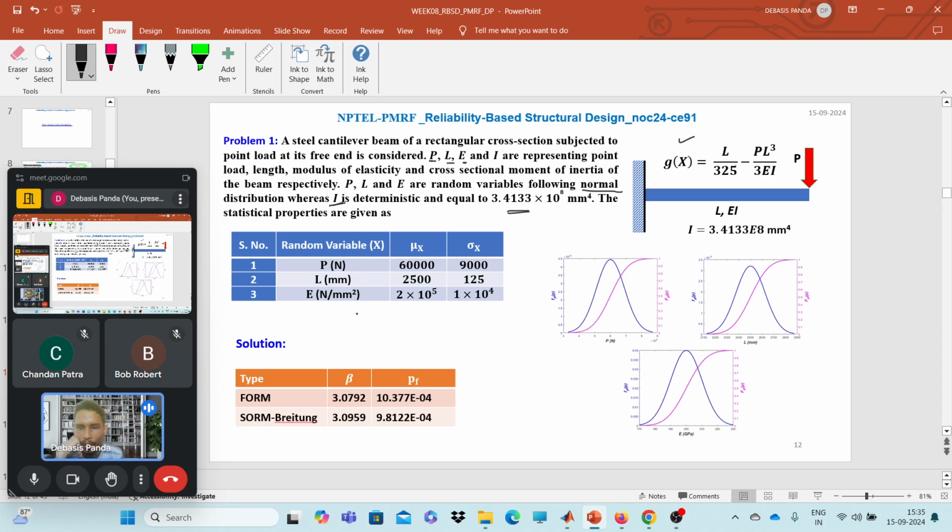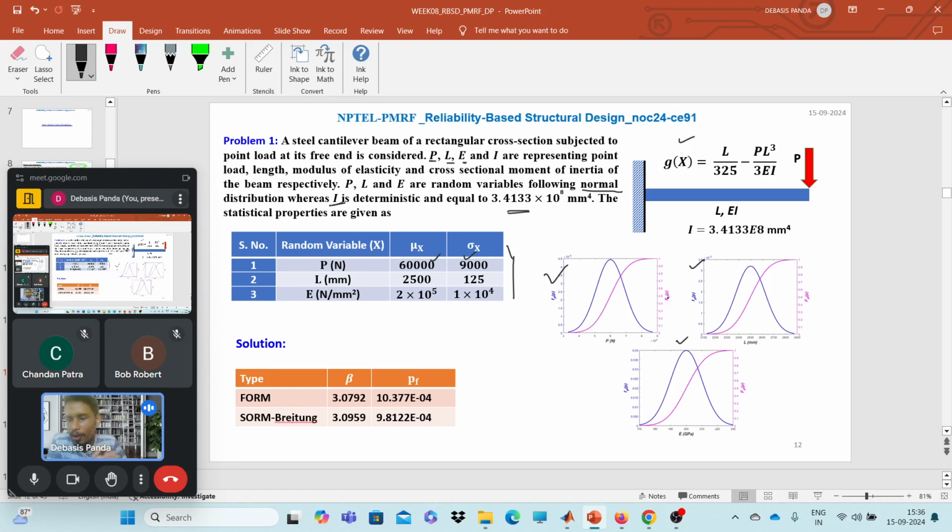For the normal random variables, we have the mu and sigma values. If we plot the PDF and CDF of these random variables, we will get this. This is the PDF and CDF of P. That means go to MATLAB and plot the PDF using these two inputs. These are normal variables, so you have two parameters, mu and sigma. Using these values, if we plot, you will get the theoretical PDF and CDF. Likewise, for L and for E, we will get these three curves. You can check it in MATLAB and plot them.